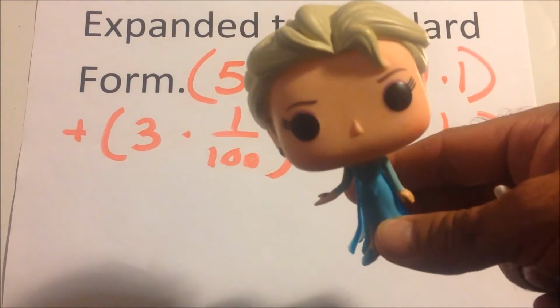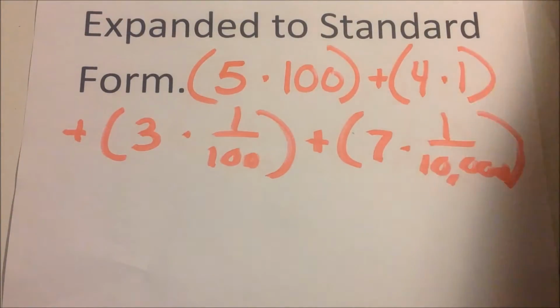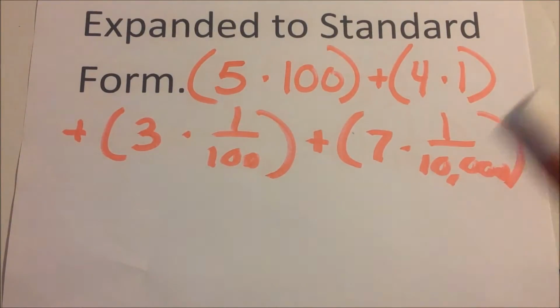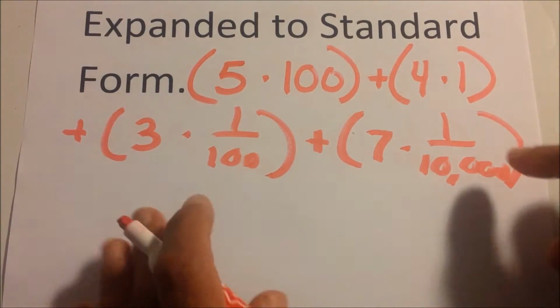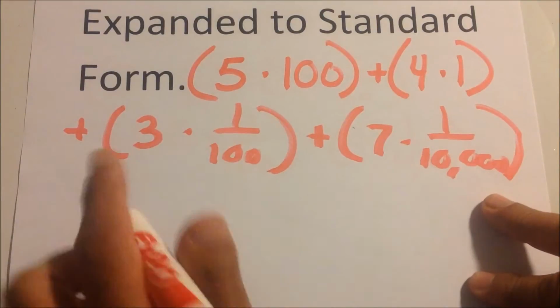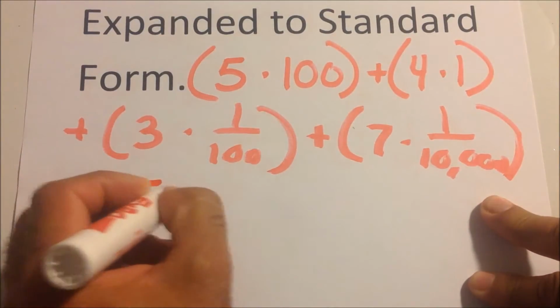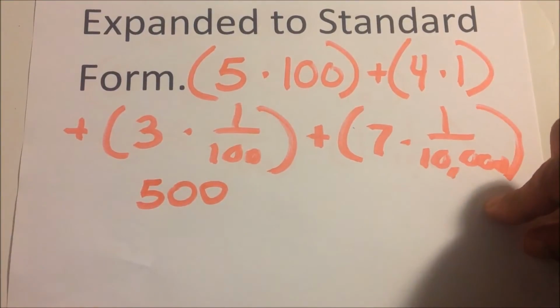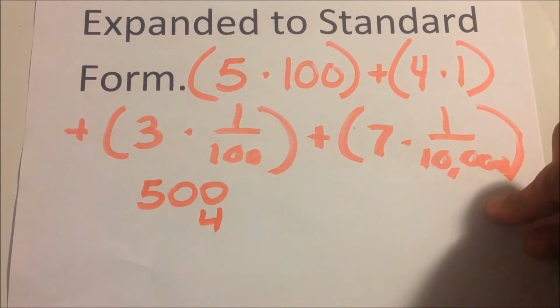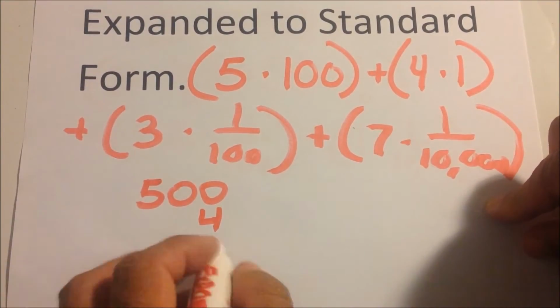Are you still there? Good, good. Now to do this, you've got to take your time. Do the first one. It says 5 times 100. You can make a list first if you want. So 5 times 100 is 500. So we know we need a 500. And then 4 times 1 is 4. And then we need a 4. Right? So far we have 504.